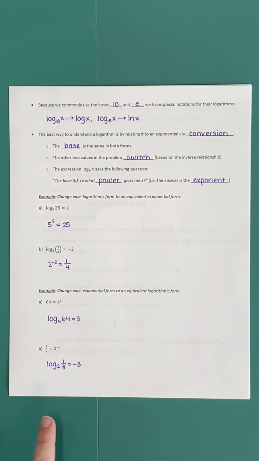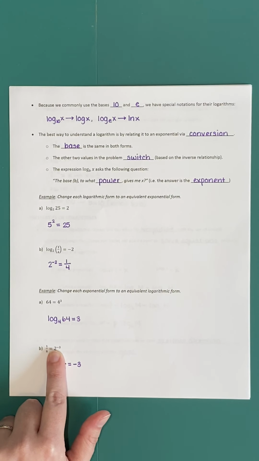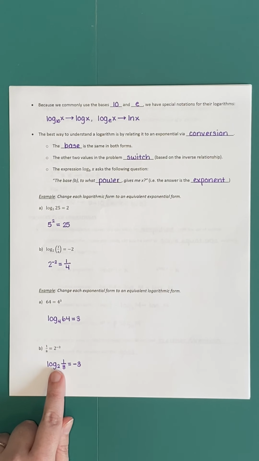Now let's convert this to a logarithm. Here, our base is going to be a base 2. So the big number is 2. When we convert to a logarithm, that's going to be our subscript. So log base 2. Now remember, that's a subscript. So log is on the line, 2 is below the line.